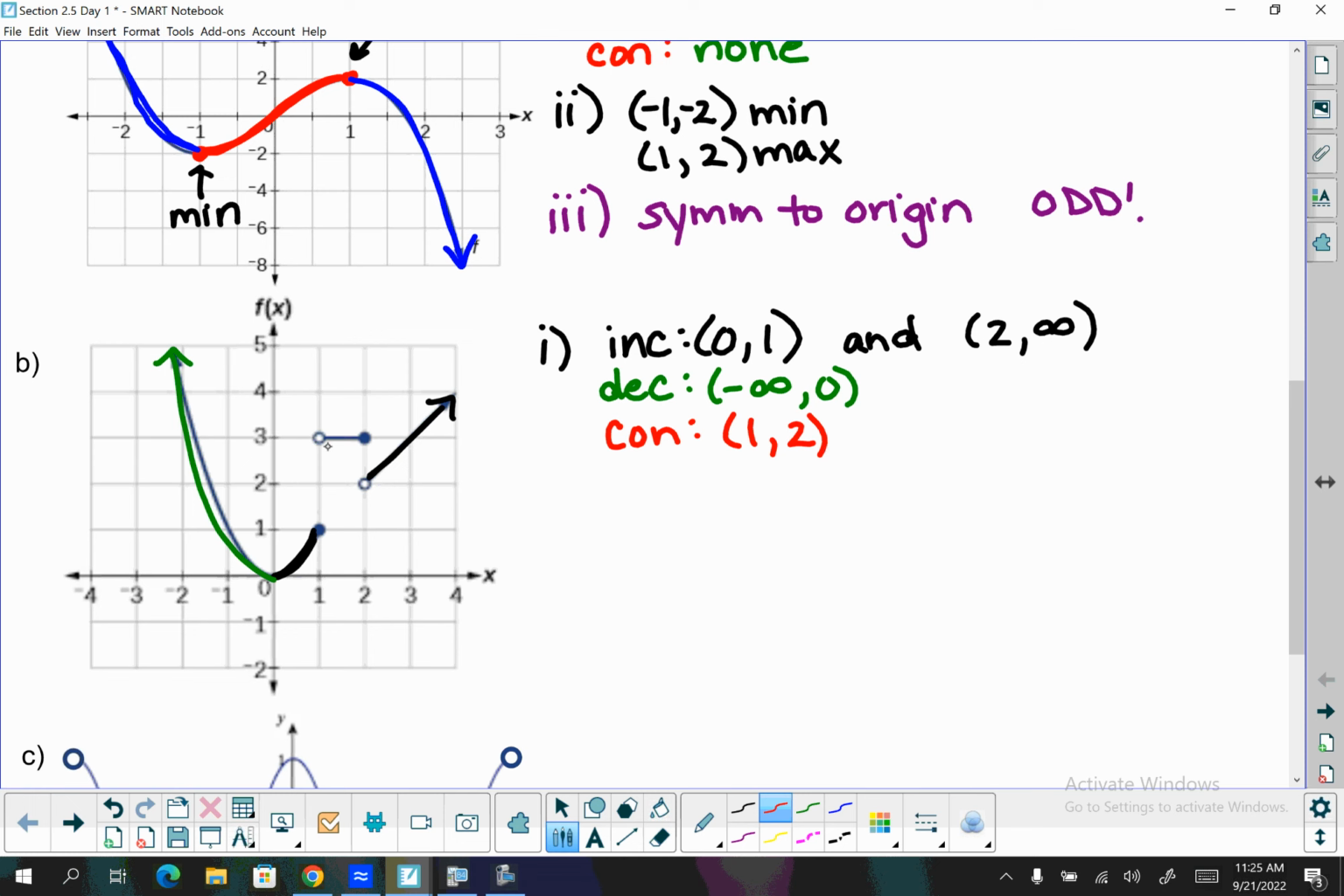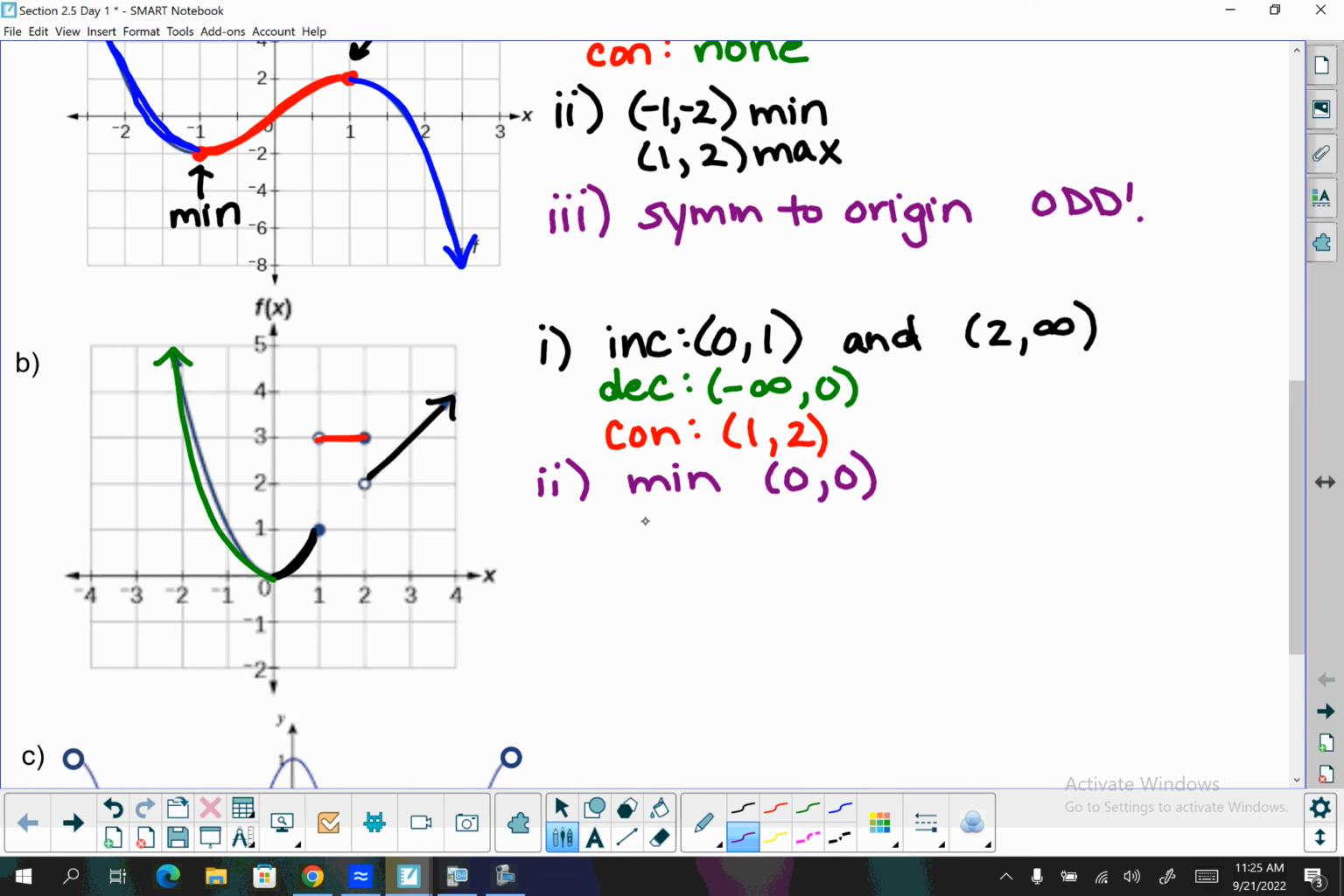Okay, next. Do I have any minimum values? 0, 0 is a minimum value. Are there any other minimum values? No. If there was a solid point at 2, 2, that would be a minimum. But it's an open circle, meaning there is no point there. Okay, so no minimum. Are there any maximum points?